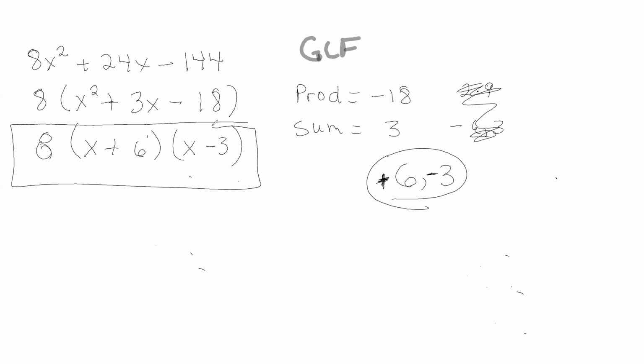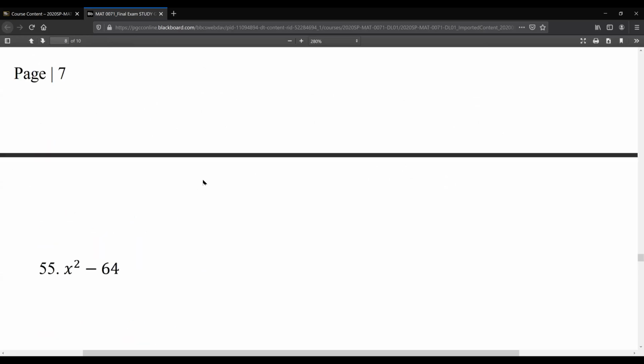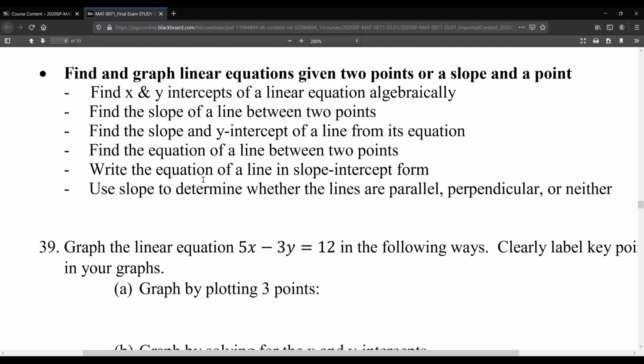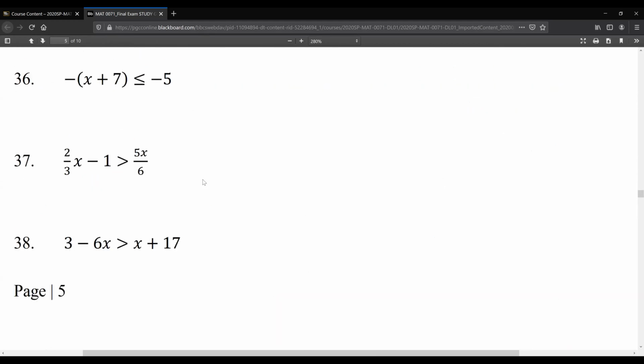Professor, can we look at 35 through 38? 35 to 38. Let's look at 35. Okay, these are pretty nice problems. Let's look at these.